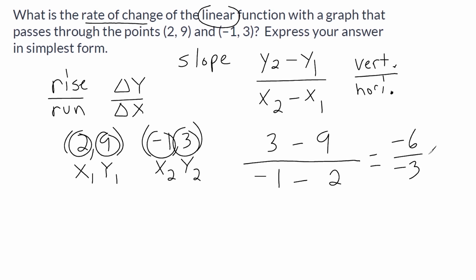Now, whenever you have two negatives in a fraction, what you have to do is change that to a positive. So we have 6 divided by 3, which is positive 2. So 2 is the rate of change of this linear function. All right, let's go to the next problem.